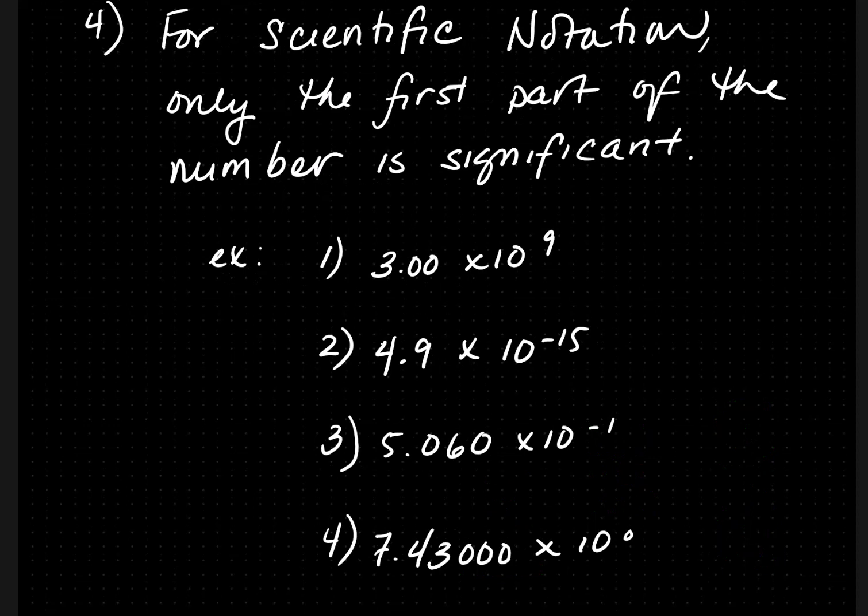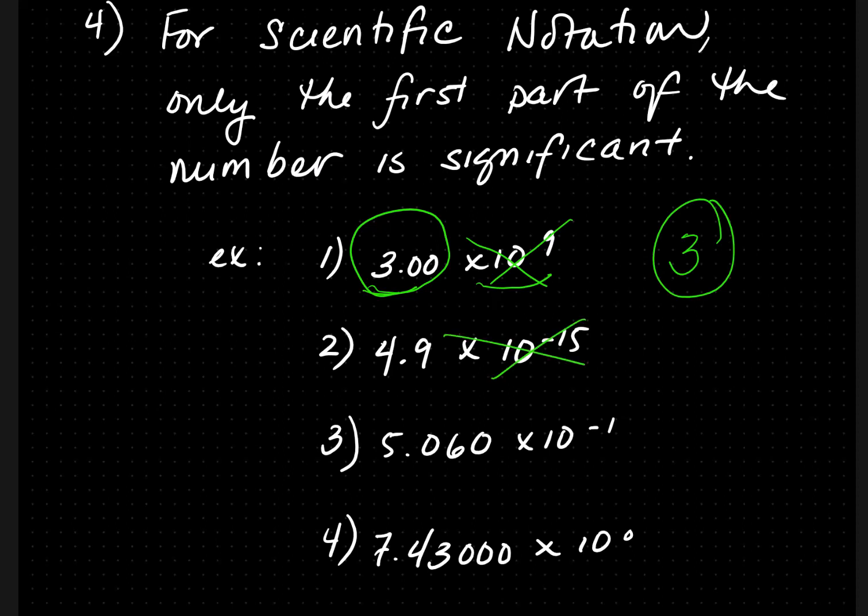Rule 4. For scientific notation, only the first part of the number is significant. So if we look at example 1, we have 3.00. This is the first part. The second part is the exponent. We ignore the exponent and count everything in the first part. So there's 3 significant digits. For number 2, again, we ignore the exponent. Do not expand these out. If you expand these out, you will count them incorrectly sometimes. So there's 2.